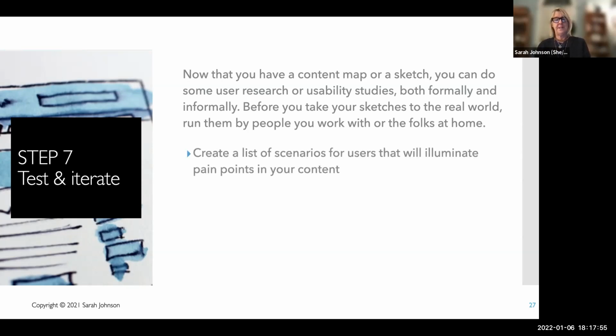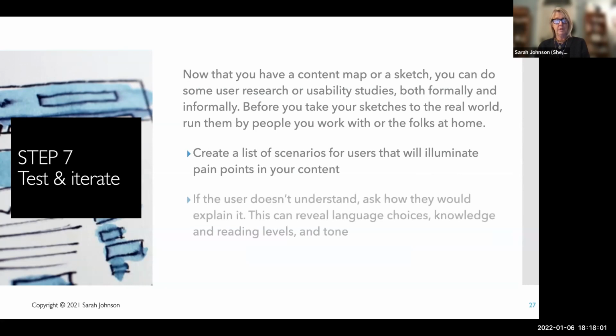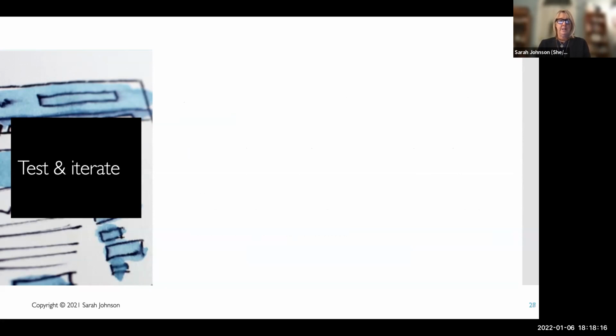So you can create a list of scenarios for users that will illuminate pain points in your content. If the user doesn't understand, ask how they would explain it. This can reveal language choices, knowledge and reading levels, and tone. And we can get a lot of information from users, whether it's formal or informal, and it can help us immediately find the pain points or places where we're off, where things aren't working the way we thought they would. And using real users is a wonderful way to go.